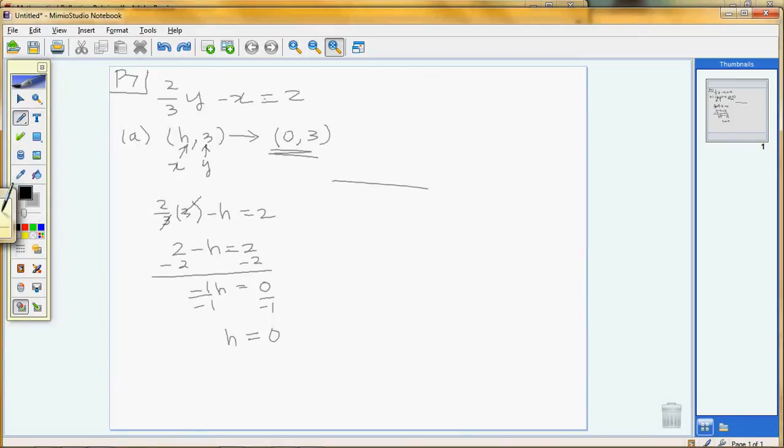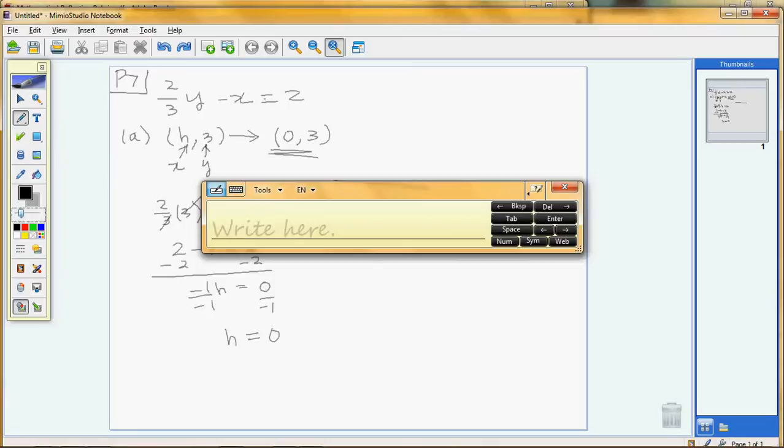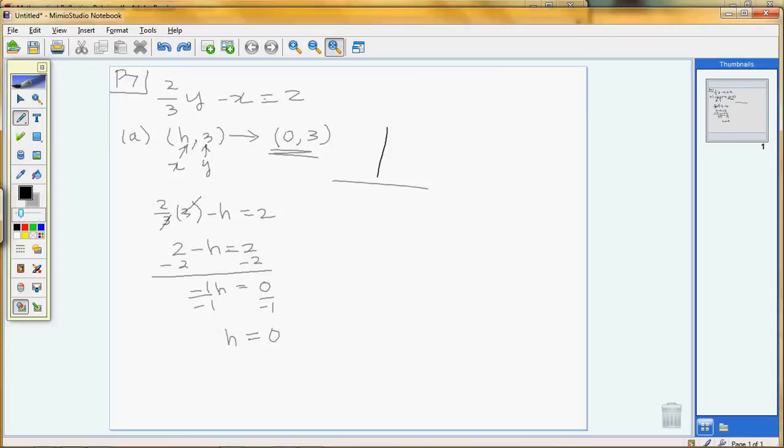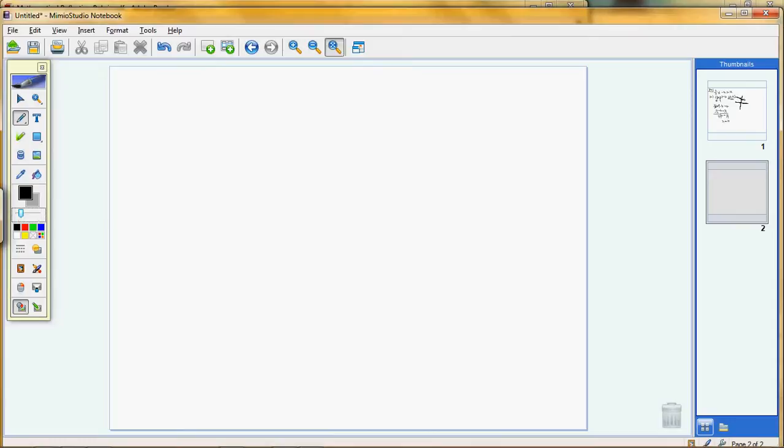Okay, right there, not that bold. Okay, so we got my coordinate plane, so we got 0 and 3 up. So this is my point for this problem. That's part A. Okay, and let's move on to problem 8.